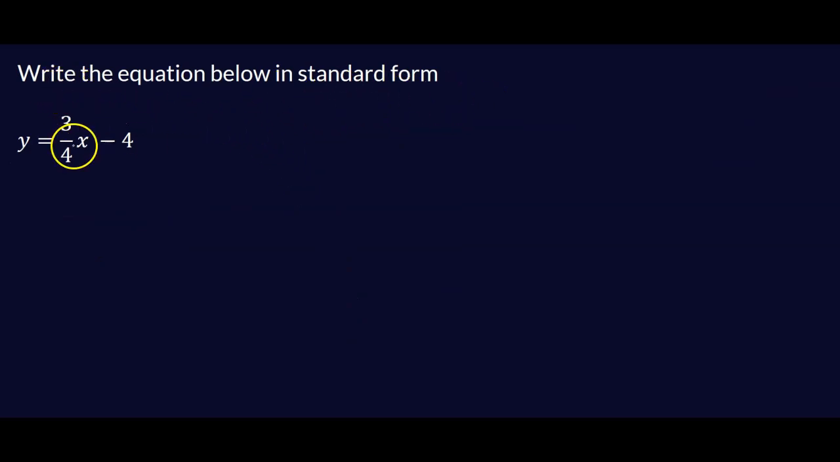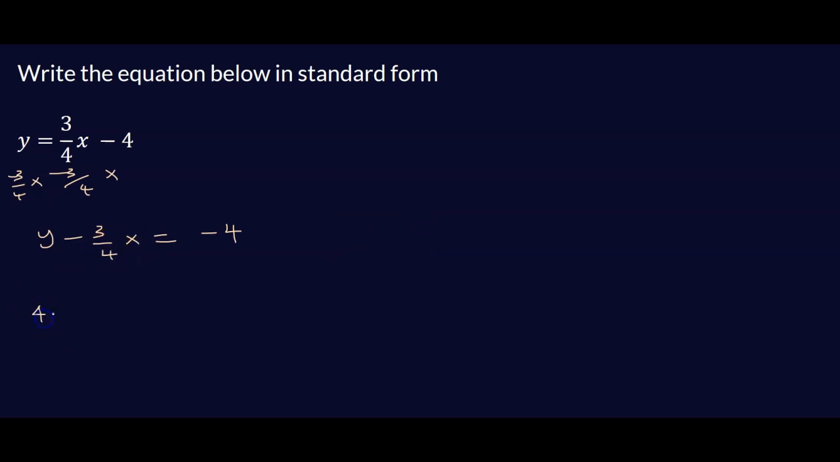Write the equation below in standard form. So we're going to go ahead and move all the variables to one side. So I'm going to subtract 3 over 4 x here. So we have y minus 3 over 4 x equal to negative 4. Now we have a fraction here. There's just one fraction. When we have a single fraction, we're going to multiply every single term by the denominator of that fraction. The denominator here is 4.